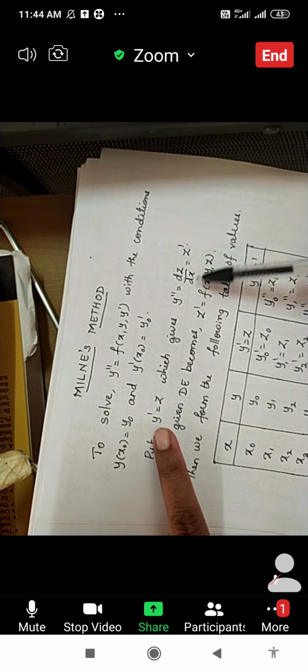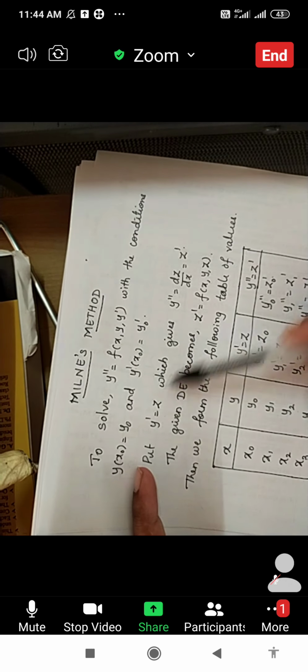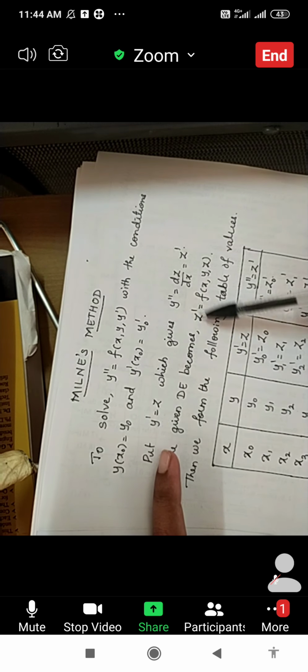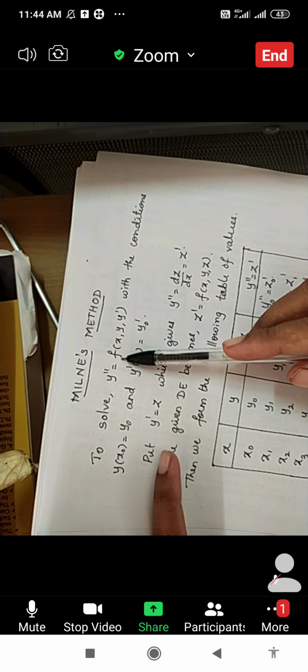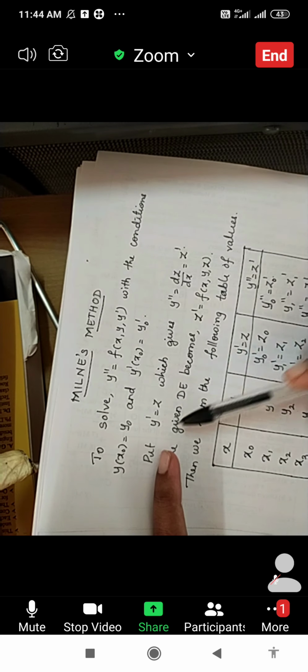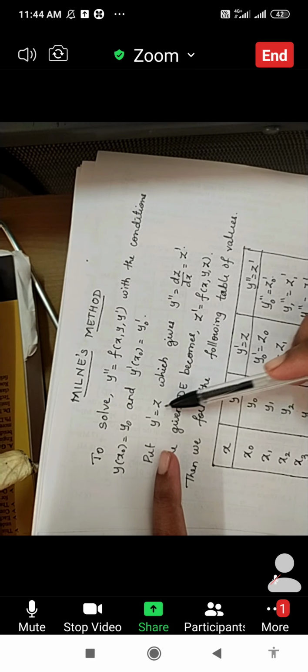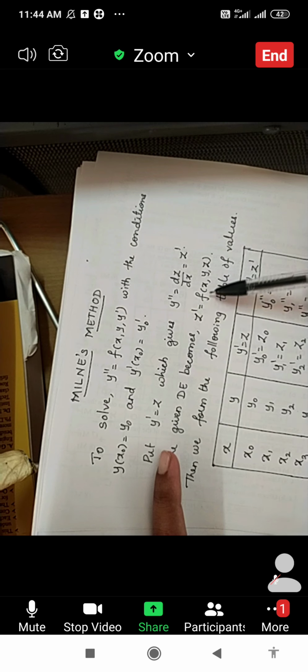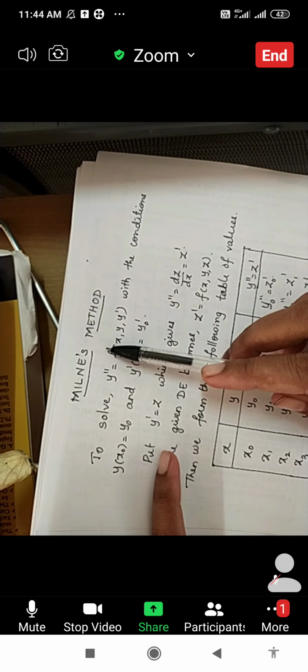This is a first order differential equation. So we have to use now two things. One second order differential equation has been reduced into two first order differential equations. One is y dash is equal to z and the second one is z dash is equal to f of x, y, z. This can be solved by Milne's method.